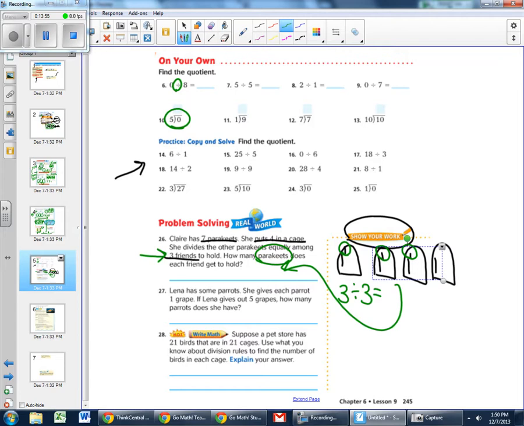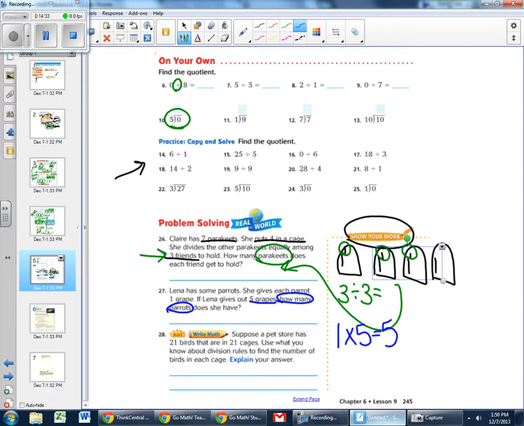Number 27. Lena has some parrots. She gives each parrot 1 grape. If Lena gives out 5 grapes, how many parrots does she have? So she has some parrots. We're looking at how many parrots she has. She is giving them each 1 grape times, and she's going to give out 5 of them. So 1 times 5 is going to give you 5.